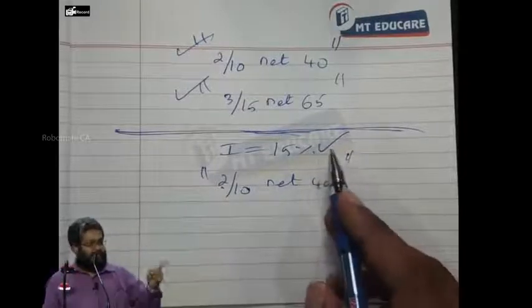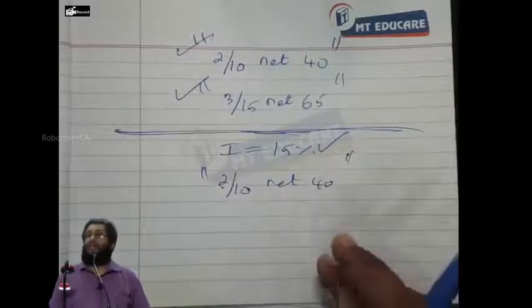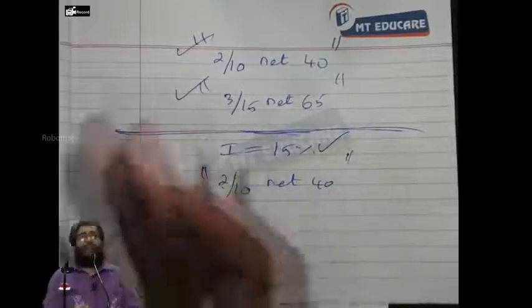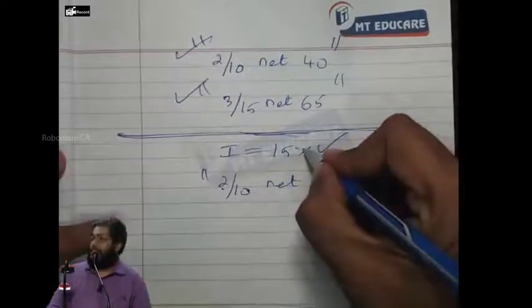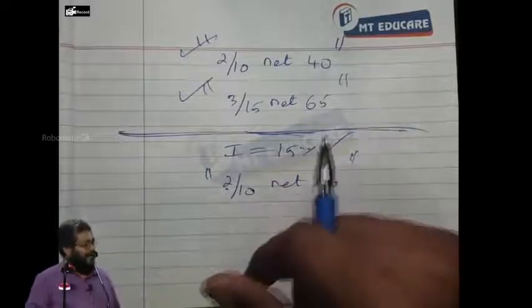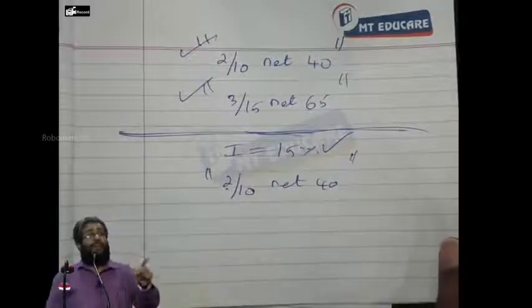So the interest is 15%. The discount cost is how much percent? 2%. Should I give the discount or not? Again, I repeat: when I get the money earlier, I can earn 15% as interest. To get that money, I have to pay 2%. Earning 15%, giving 2%. Should I give a discount or not? Yes.